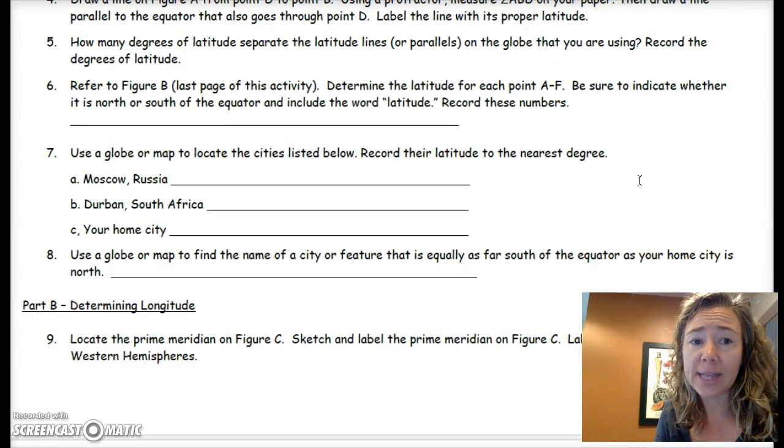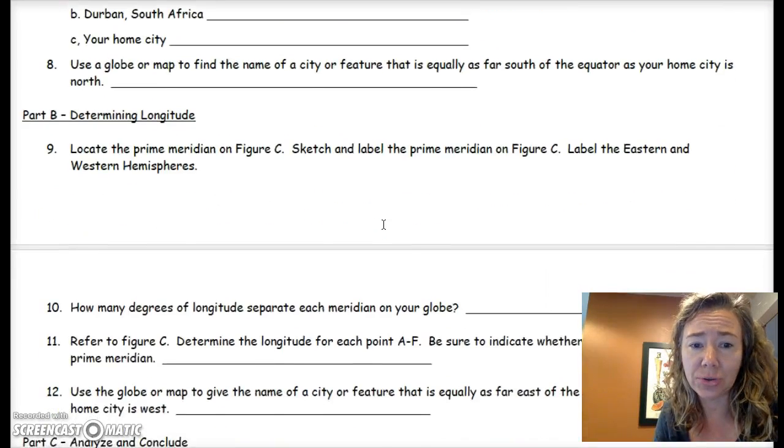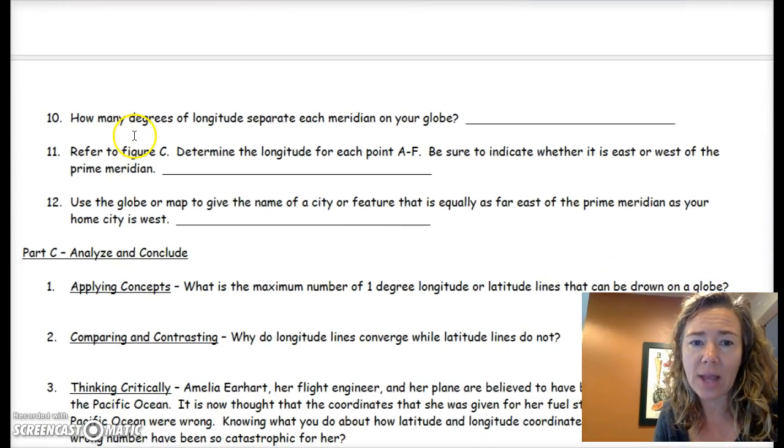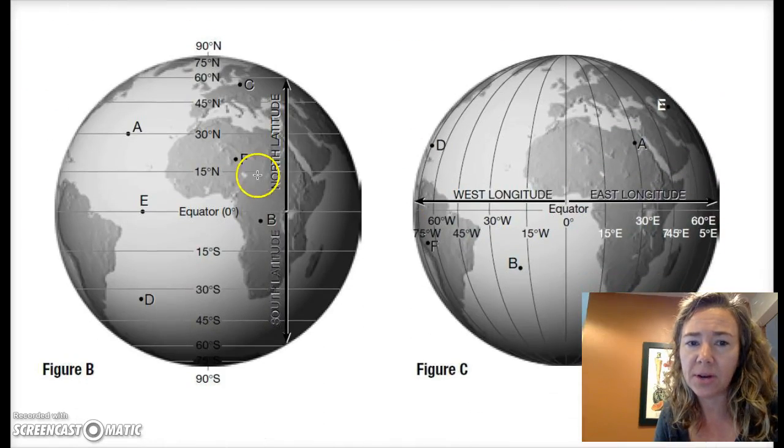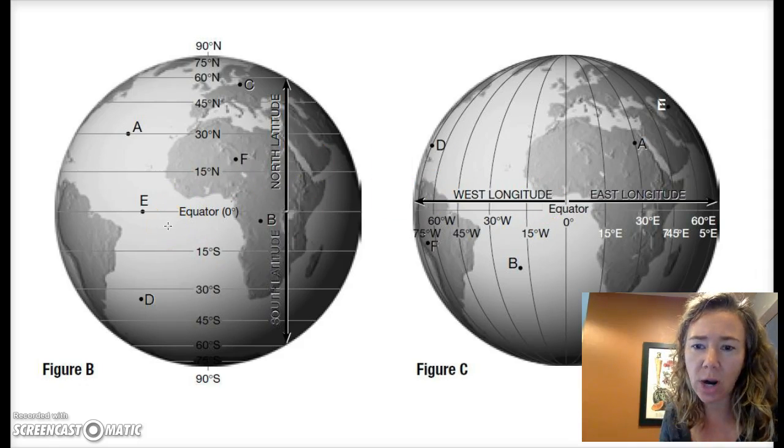Now we're going to do the same exact thing as we do in question 6 for latitude. We're going to do the same thing for longitude, right, here in question 11, but with figure C. So here I only have my latitude lines drawn, and here I have only my longitudinal lines drawn. Now, if we were to place figure A over figure B with longitude and latitude, right, I could describe precisely where I was on the Earth.